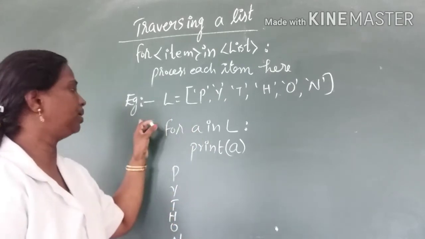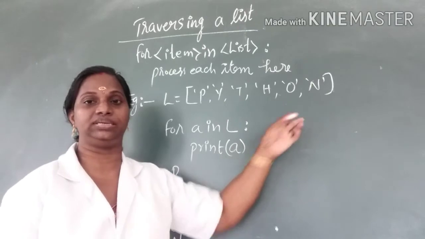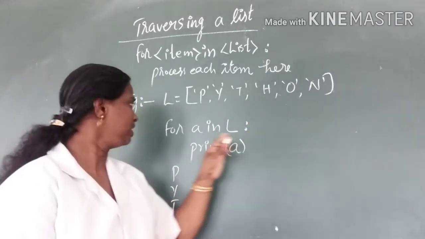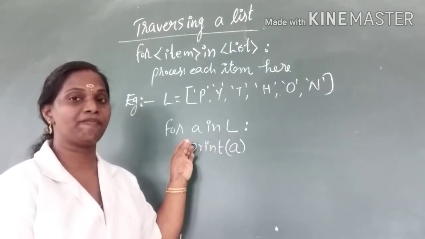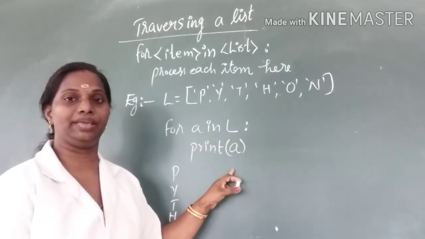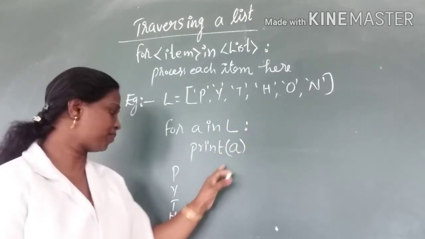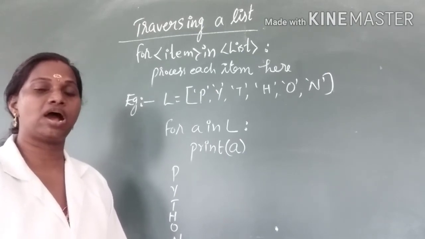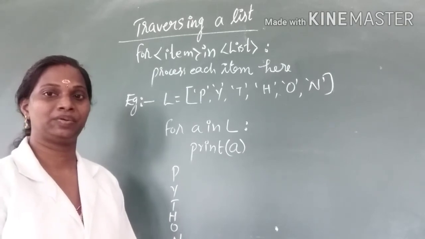For example, L is equal to this list, whose values are Python. Then the instructions: for A in L, where A is a variable, then print A. When Python executes this instruction, it will produce the output as Python.